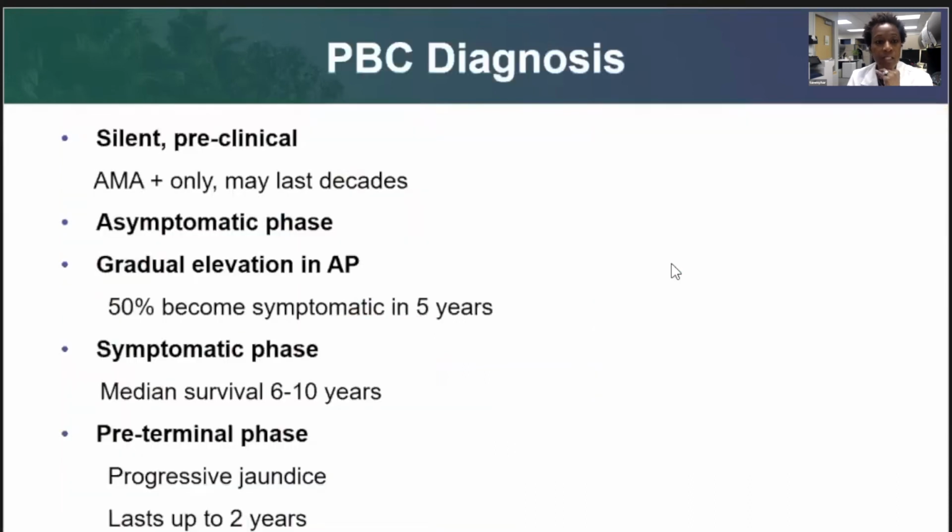Okay, now the silent preclinical phase, the AMA is positive. This could last for decades. It depends. The patient could be moving into the asymptomatic phase, and then gradually there's an elevation in the alkaline phosphatase. And once you see that, patients usually within 5 years become symptomatic. The symptomatic phase can last for 6 to 10 years, and that's also their median survival at that time. The key to this is early diagnosis, guys, and getting the patients treated with ursodiol, and we'll talk about that. Okay, and then we have the pre-terminal phase, progressive jaundice, and that can last up to 2 years.